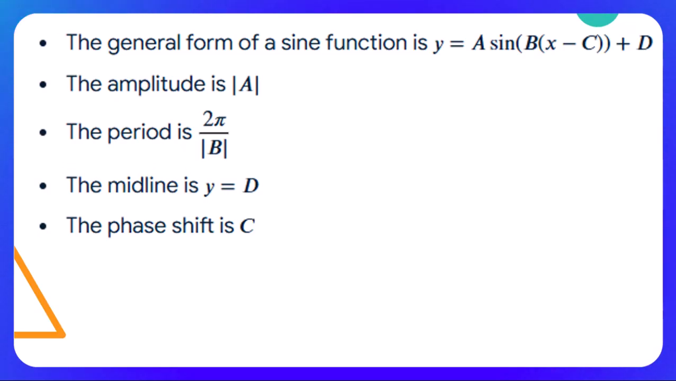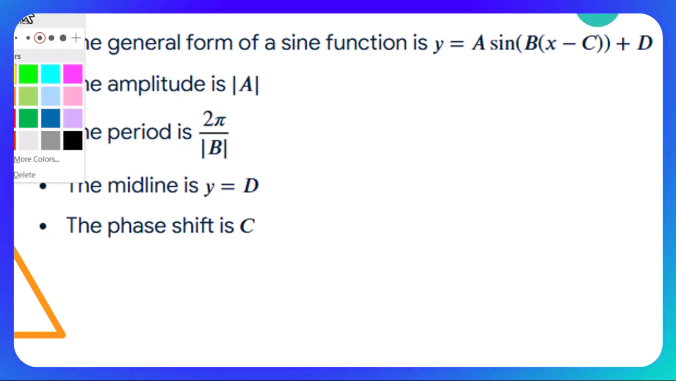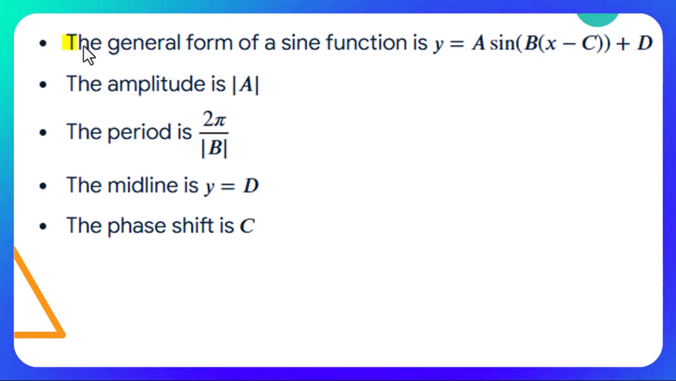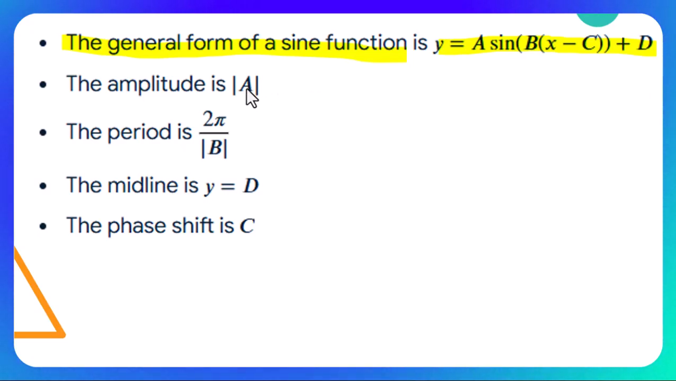Also write down these notes. The general form of a sine function or cosine function, but we're going to give the example of sine function. The general form of a sine function is y equal a sine b times x minus c plus d. If we take the absolute value of a, so a is going to be what we multiply to the entire function, okay? And if it's negative, we're only going to consider the positive.